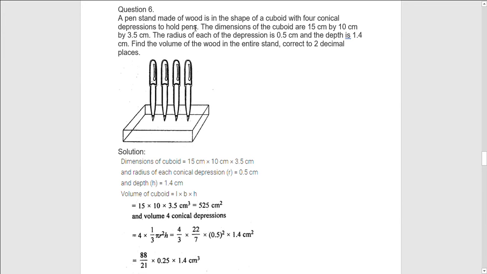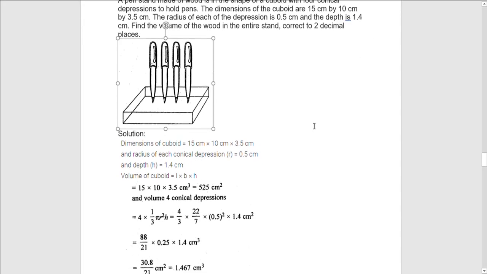A pen stand made up of wood in the shape of cuboid with 4 conical depressions to hold pens. 4 conical depressions. This is the holder, conical shape. The dimensions of the cuboid are 15 cm by 10 cm by 3.5 cm. So this is the dimension of the cuboid. The radius of each of the depressions is 0.5 cm and the depth is 1.4. The radius is given, this is depressed here. So radius is given 0.5 centimeter and the depth means height of this cone is 1.4.